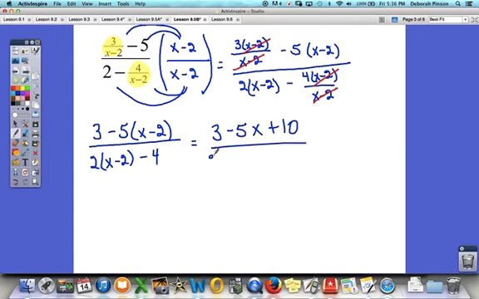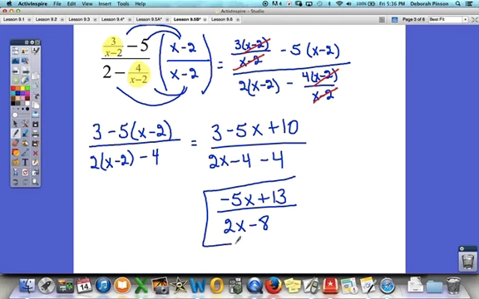And here I'll distribute out the 2. And then I'll combine anything I can combine. Now in the top, I can combine the 3 and the 10. In the bottom, I can combine the -4s. Now you see how we got a lot simpler. It's not completely simplified down, but it's a lot better than what we started with.